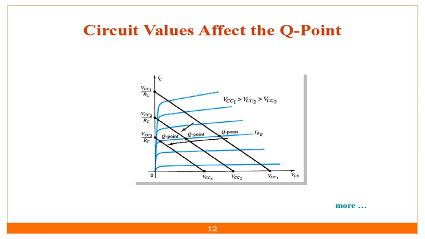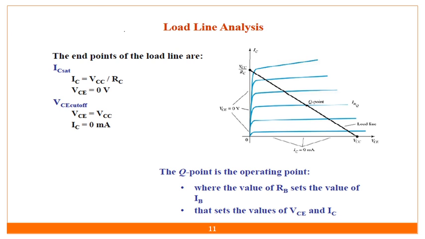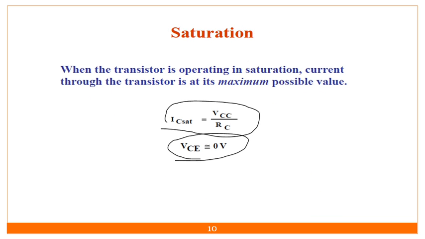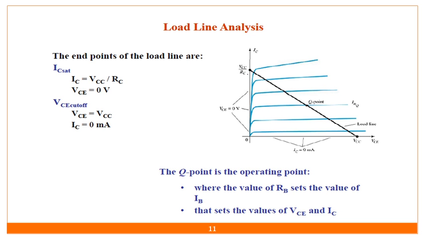Okay, 3 to 4 slides are there. So what exactly do we mean by load line analysis? That we have to see first. First of all, we know what the maximum value of IC is from this. That is nothing but VCC divided by RC over there. Okay, so this is the maximum value of IC, that is VCC divided by RC.